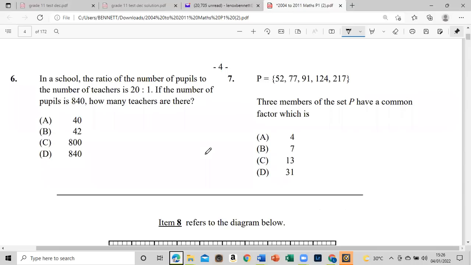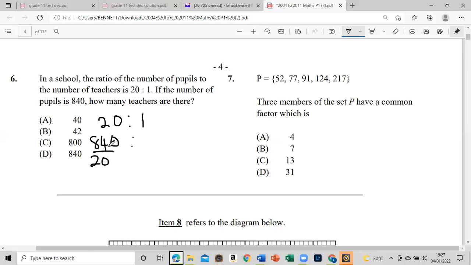Number 6 now. In a school, the ratio of the number of pupils to the number of teachers is 20 to 1. If the number of pupils is 840, how many teachers are there? So I could just write what I'm given. So we have 20 to 1. What this means is, for every 20 students, there is 1 teacher. So if you have 840, each teacher has 20 students. That's one way you can look at it. So we divide this by 20, and that will be our answer, right?